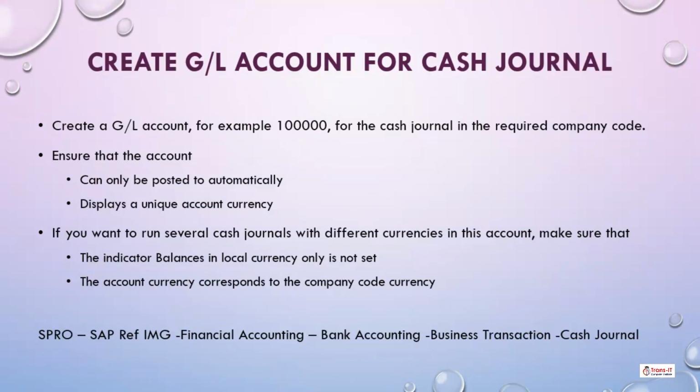For creating a cash journal, we have to create a ledger. Firstly, we will create the cash journal ledger. Ensure that the account can only be posted to automatically and displays a unique account currency. If you want to run several cash journals with different currencies in this account, make sure that the indicator balances in local currency only is not set. The account currency corresponds to the company code currency. For that, we can go by path SPRO, SAP Reference Implementation Guide, Financial Accounting, Bank Accounting, Business Transaction, Cash Journal.